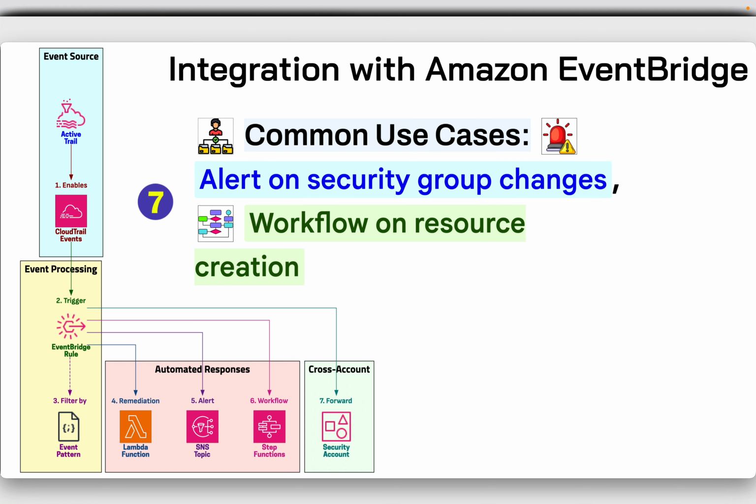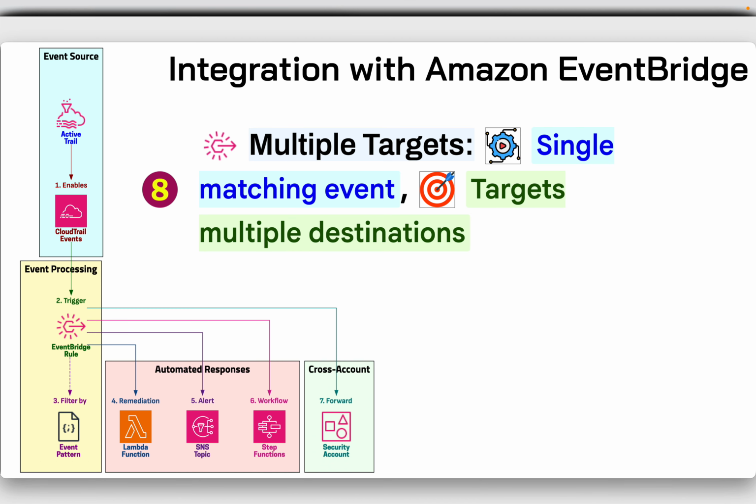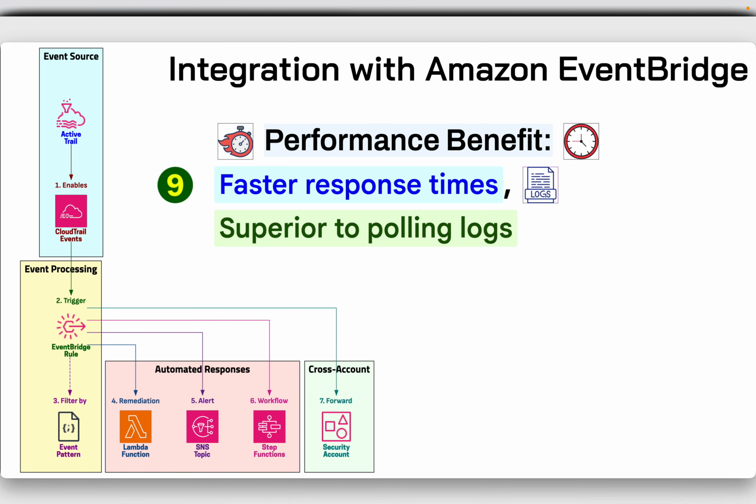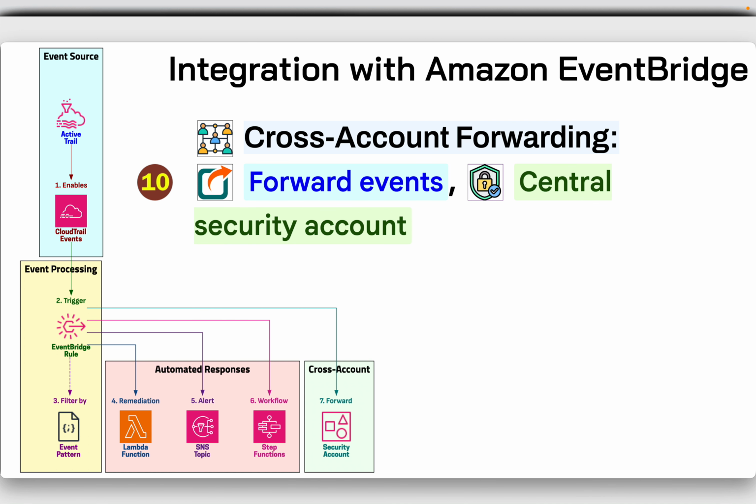Common use cases include alerting on security group changes or triggering workflows on resource creation. EventBridge rules can target multiple destinations for a single matching event. EventBridge integration provides faster response times than polling CloudTrail logs. Cross-account EventBridge rules can forward CloudTrail events to a central security account.